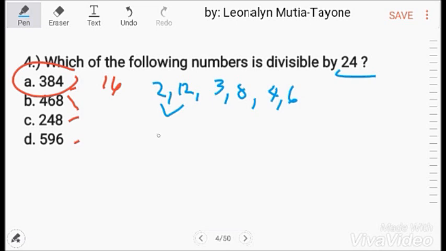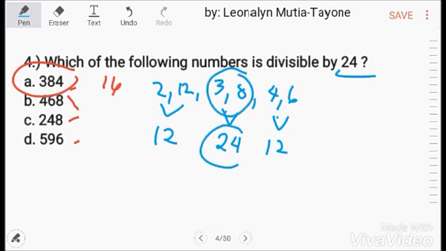Ang LCM nitong dalawa ay 12. Ang LCM dito ay 24. Ang LCM dito ay 12. Meaning, any numbers divisible by 3 and 8 is divisible by 24. So we can use 3 and 8 para hanapin kung alin ba sa kanila ang divisible by 24.